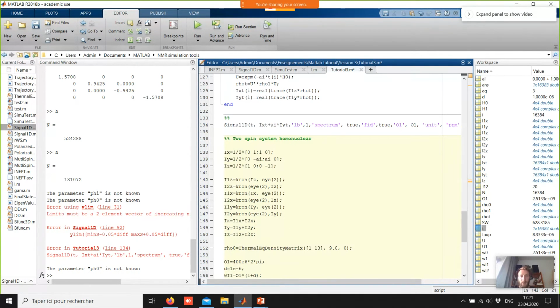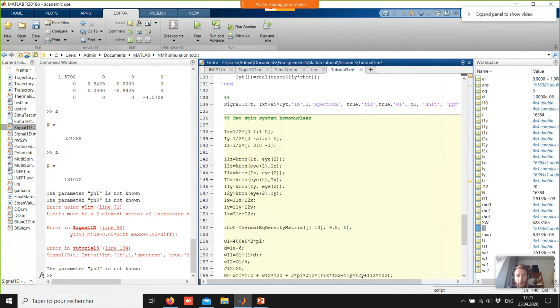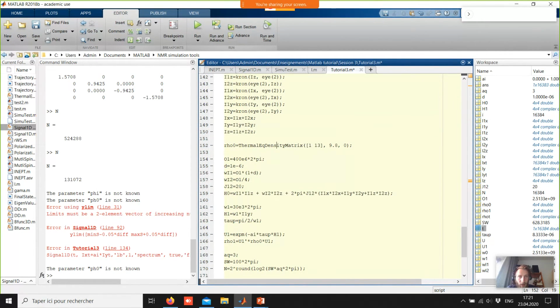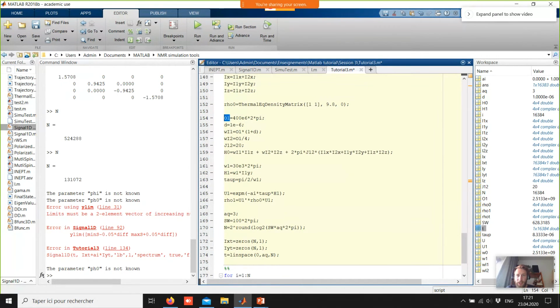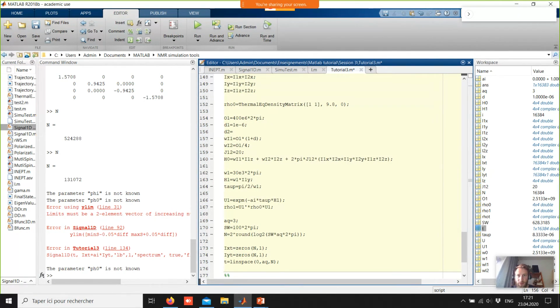Homonuclear doesn't change the definition of the Pauli matrices. Now I don't have a proton and a carbon, let's say I have 2 protons. So the Larmor frequency, the carrier, let's say it's still 400 megahertz. I will define D1 and D2 for the 2 spins, for example, minus 0.5 ppm. Now with these chemical shifts, I can define my 2 Larmor frequencies. Let's keep the same here.